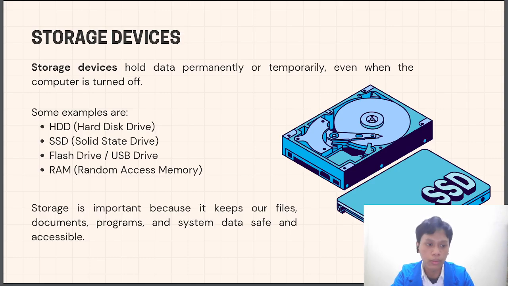And the flash drive, or USB drive, is portable storage used to transfer files. And RAM, or random access memory, is temporary memory used to store data that the CPU needs quickly. Storage is important because it keeps our files, documents, programs, and system data safe and accessible.